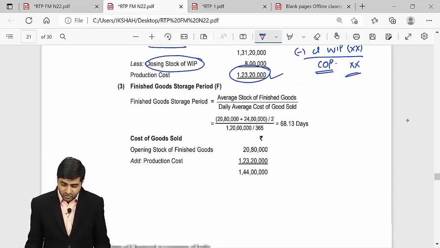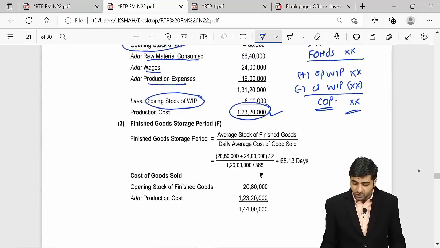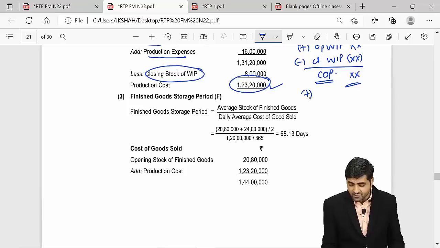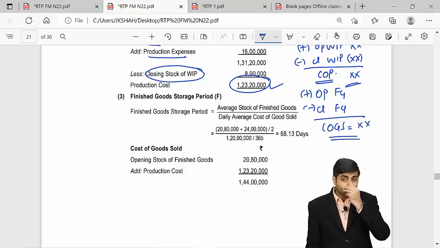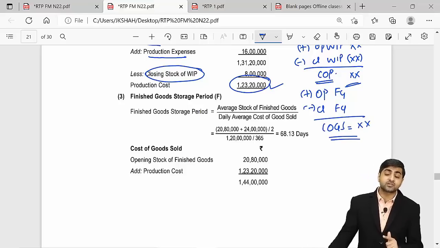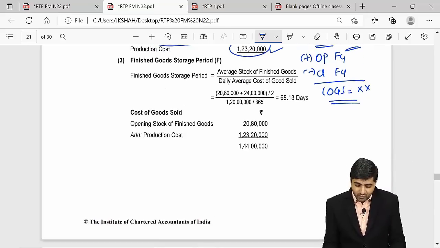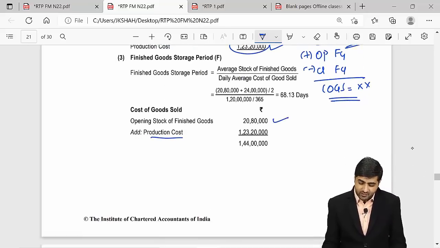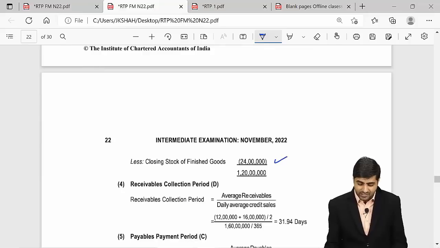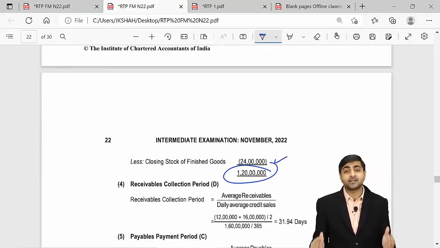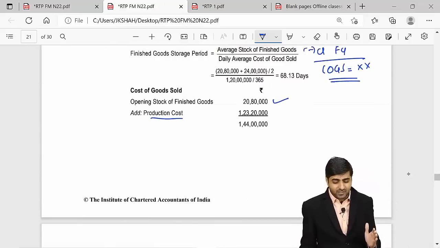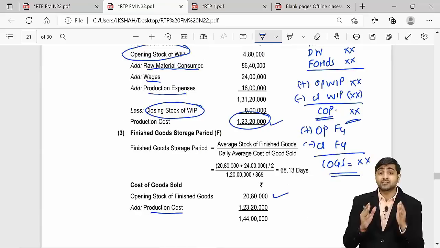And guys, for your finished goods, then what do you have to do? If you continue with your cost sheet again, whatever is your COP, you add your opening finished goods, you subtract your closing finished goods, what you get is called as your COGS. So opening stock of finished goods less closing stock of finished goods, when you subtract, what you get is COGS. So that's what they have done here also. Whatever is the production cost added with opening stock of finished goods and subtracted with closing stock of finished goods, will be getting COGS.